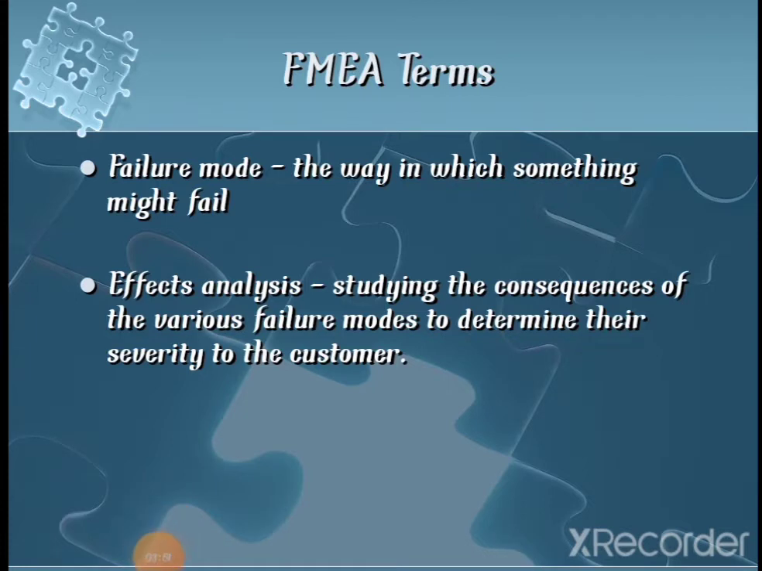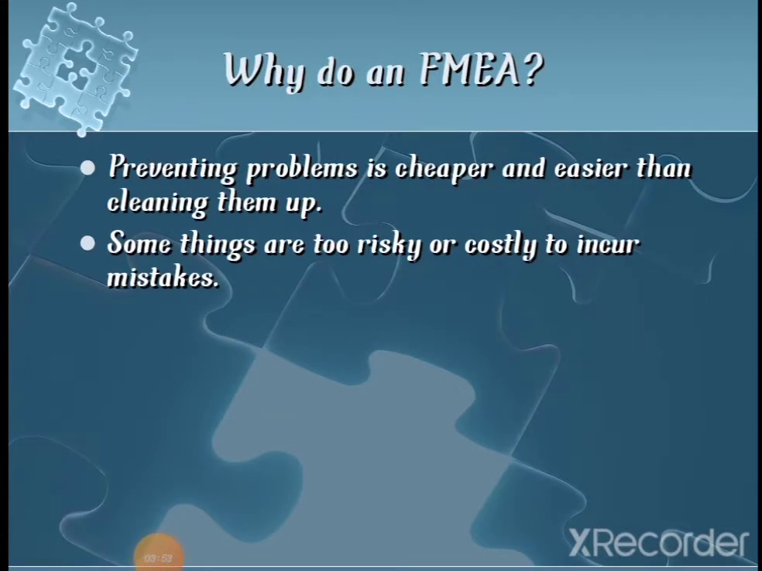Let's see next, why do we use FMEA? It prevents problems. Preventing problems is cheaper than cleaning them up. Before the defects are made, first studying what defects can come in our product and solving them is more important, and it is cheaper. Some things are too risky and costly to incur mistakes. Reworking sometimes is not as easy as possible.